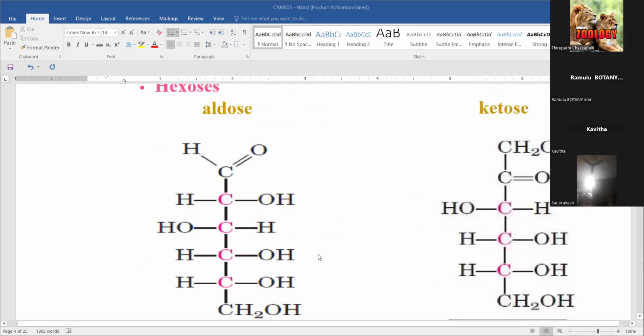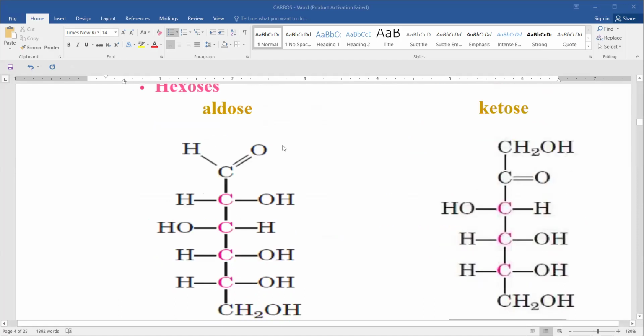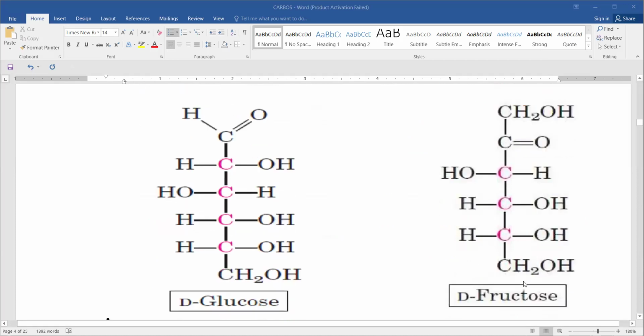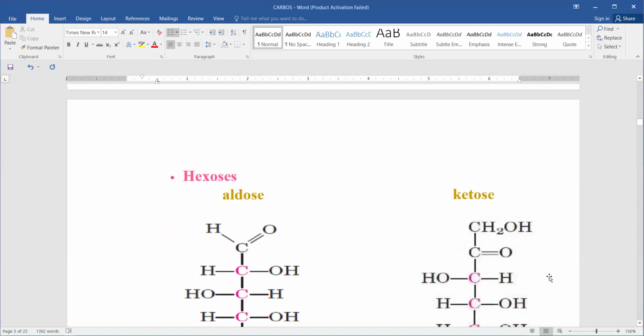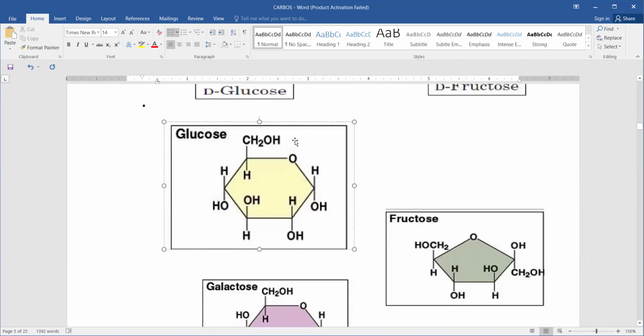Yeah, so here the hexoses. Aldohexose, example glucose. Remember, the ketohexose is fructose, which is a fruit sugar. Remember, what is the sugar in fruits? What is the carbohydrate, the monosaccharide? Fructose. And these are the Haworth structures or cyclic structures.